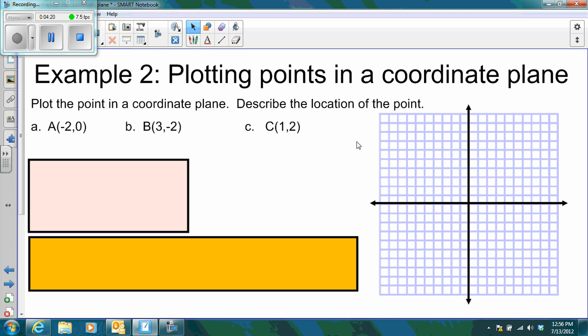So example 2, let's do the opposite. What if they give you the numbers and the points? How can you put them onto the coordinate plane? So let's color code these. So let's say A is red. So it's at -2, 0. The first number is going to tell us where along the x-axis. So it's going to be to the left 2, 1, 2, and then the y is 0, so it's going to be right here.